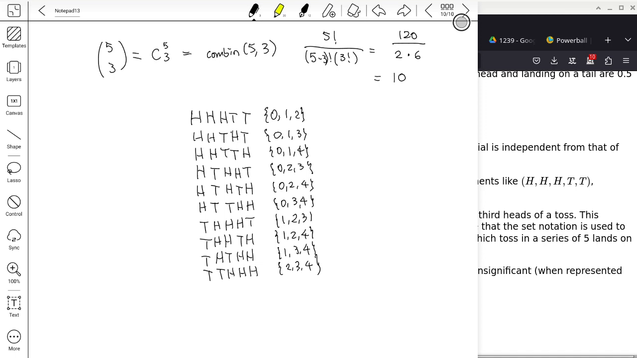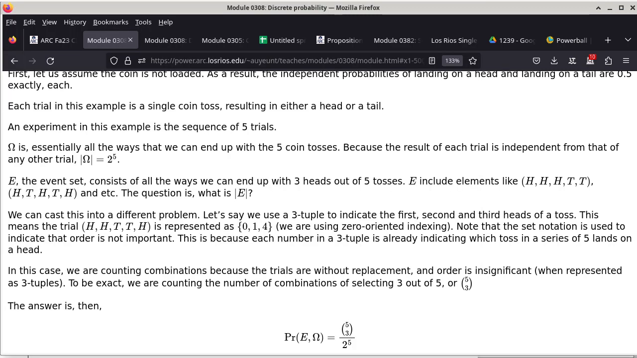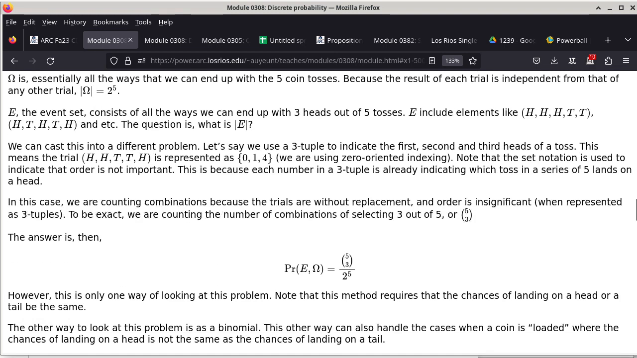So you can see that everything is connected, right? You would think that coin tosses may not have anything to do with combinations and permutations, but they do. When you look at everything and you're asking about the probability, in this case, E is a set representing all the tuples that end up with three heads and two tails. The probability of that is over the size of omega, or the outcome set omega.